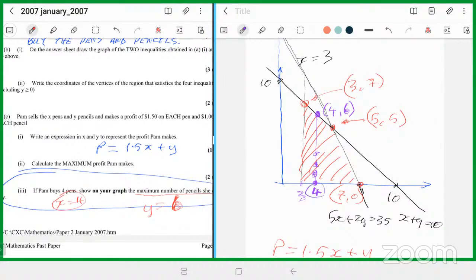For 4 pens, she can buy any number of pencils inside here, all the way up to this point. She can't go past this point. And because it's on this line, that's why I know it is (4, 6). If it was a value down here corresponding to the intersection of this point, or on this line, I mean, then you again have to go up to this maximum and see where that maximum is.